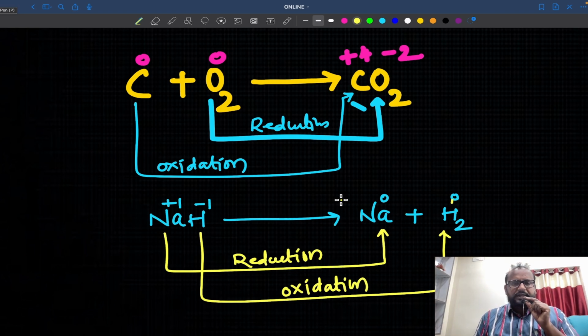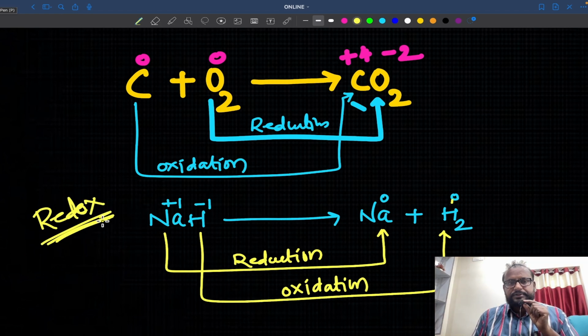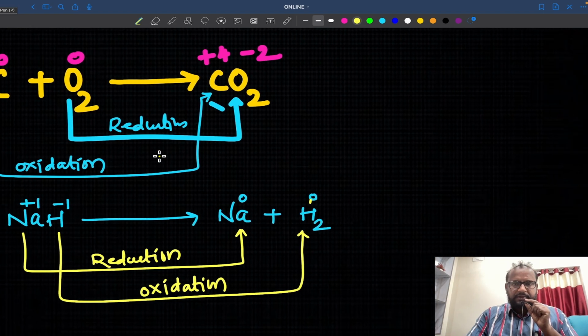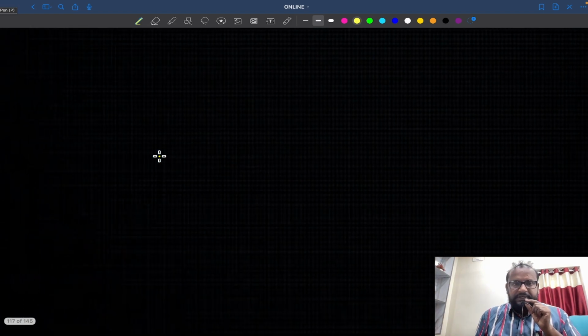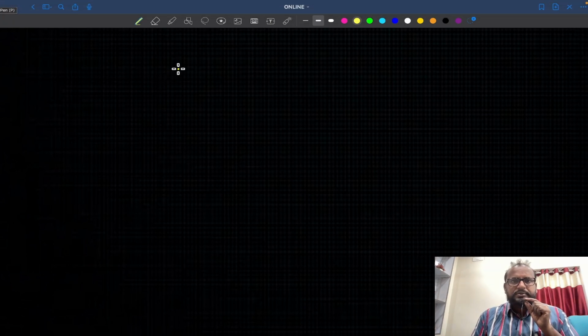Right? Simple reactions. If one element oxidizes, another has to be reduced. Oxidation and reduction take place simultaneously in a redox reaction. So this is what we have to understand about the definition. Okay, we will see how the questions are asked and how we are asked to balance the reaction. So I'll take a reaction here.